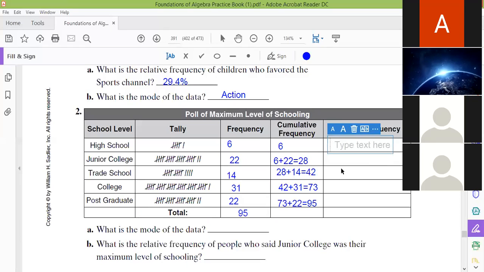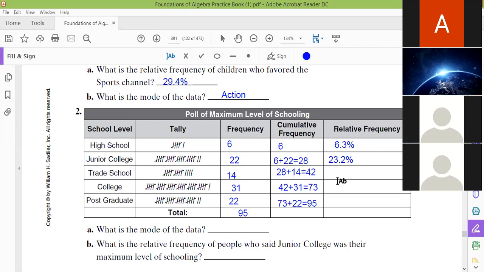6 over 95 times 100 is 6.31578, so 6.3%. Next one, for junior college: 23.5. You did something wrong, Abdulaziz, check it. Now, next one.